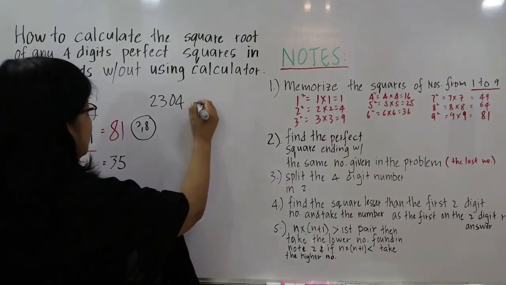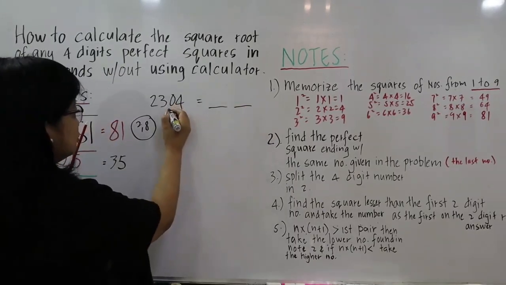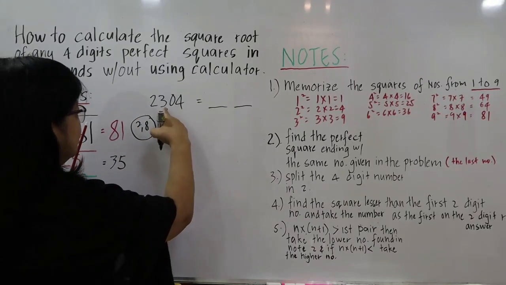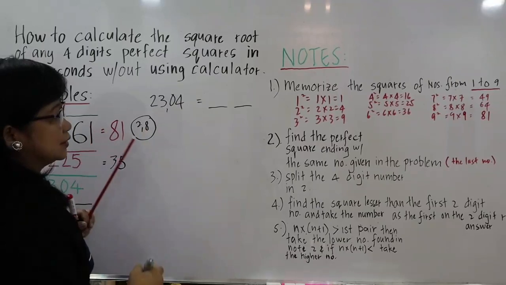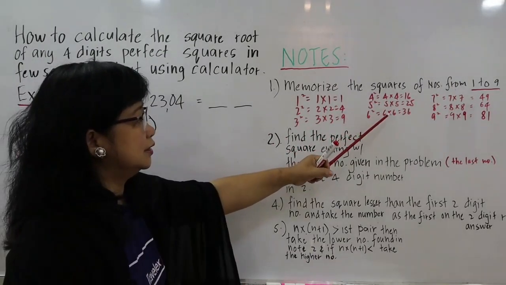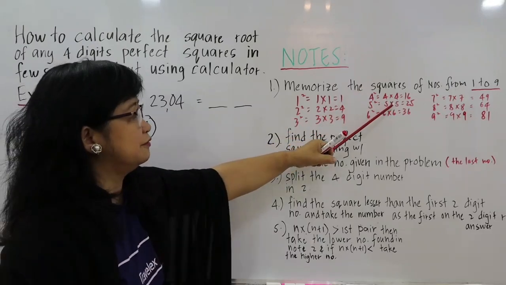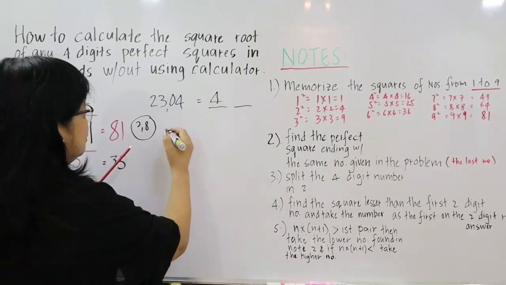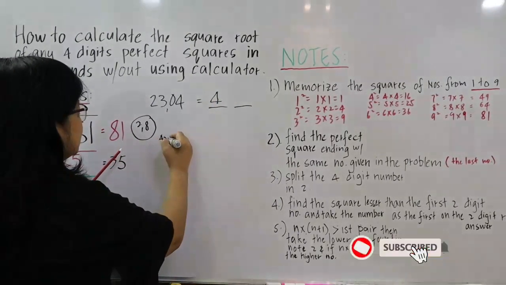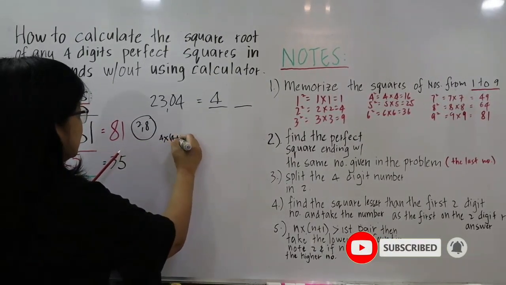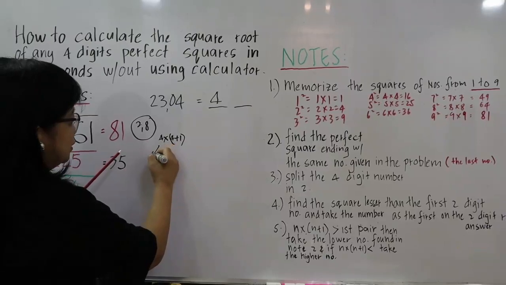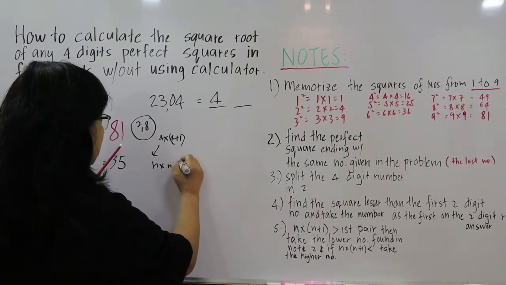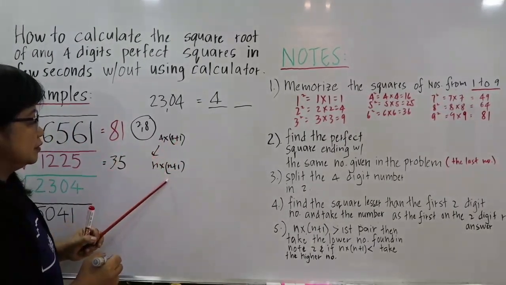Okay. Now, because we group this together, we separate the 23 and 04. So, what is the square less than 23? Here, it is 16, 4 squared, because 25 is greater than 23. So we'll take 4. Now, 4 times 4 plus 1, which is n times n plus 1, where our n is equal to 4.